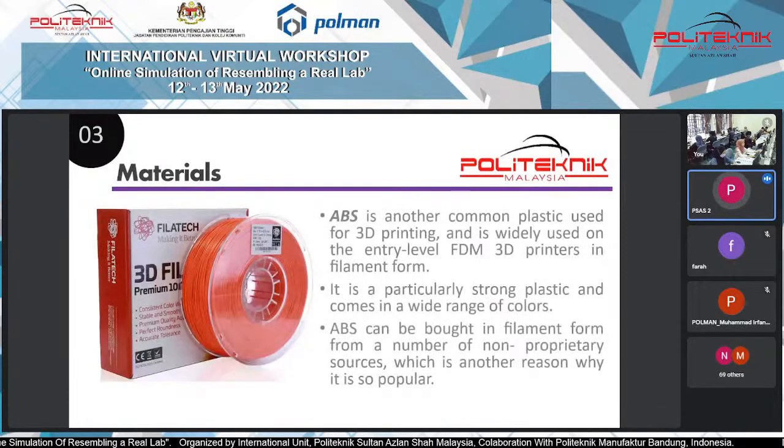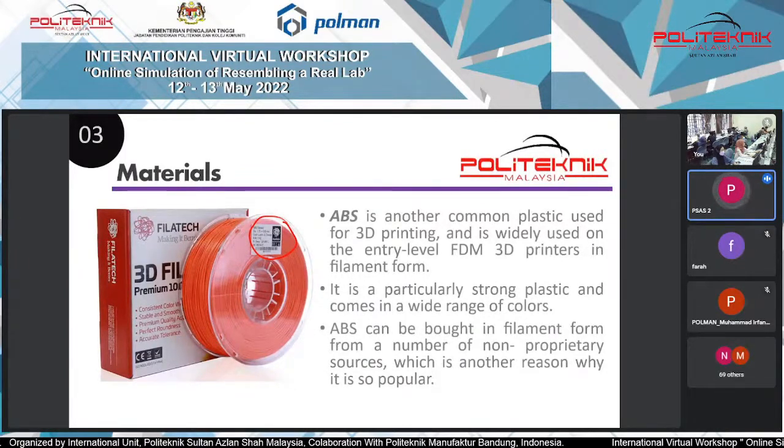And then we have ABS. Usually if we buy our material online or in a shop, this is the spec that we have to look after. We have to make sure the diameter of the filament itself is compatible with the nozzle, with the print head, to make sure that the printing process can be completed according to our intention of using the CAD geometry.